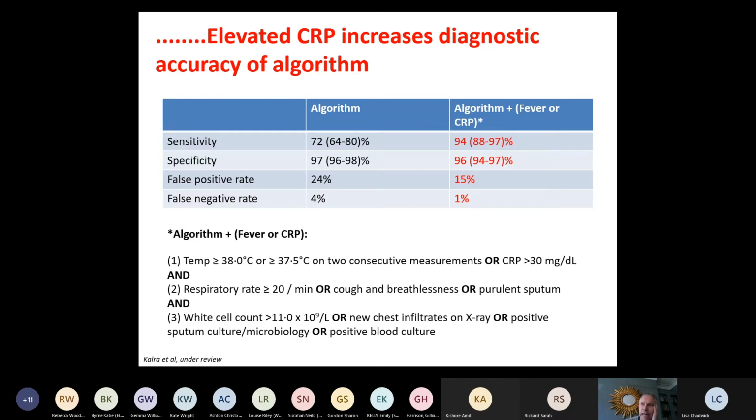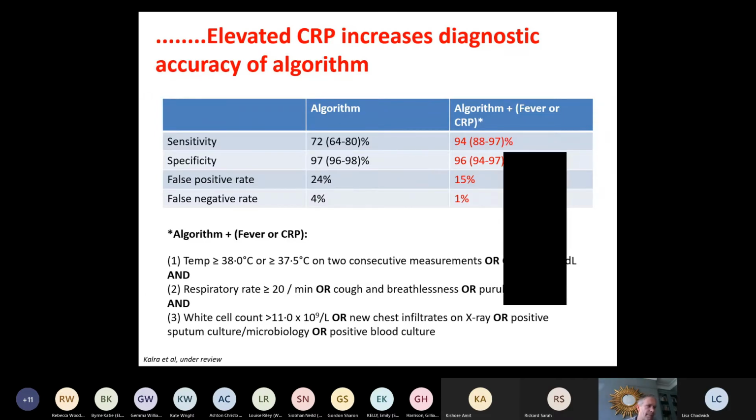So this means that out of 100 people with SAP, 94 of them were picked up and only 6 were missed. So at this stage, we can't really recommend that this is the way you should diagnose SAP, but certainly this is an approach that needs further evaluation. Next slide, please.